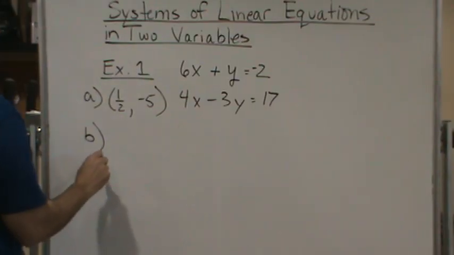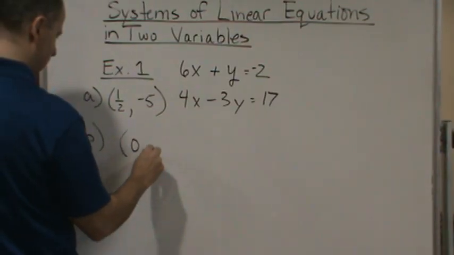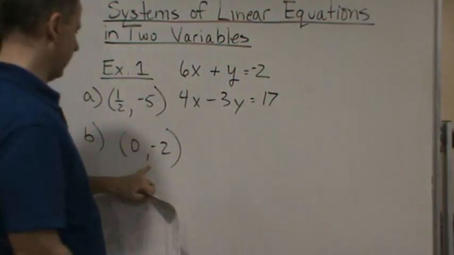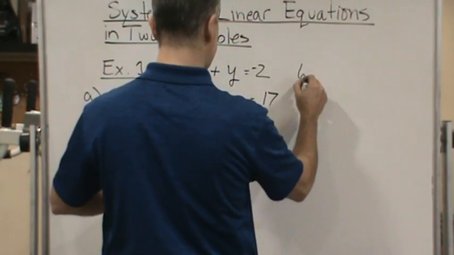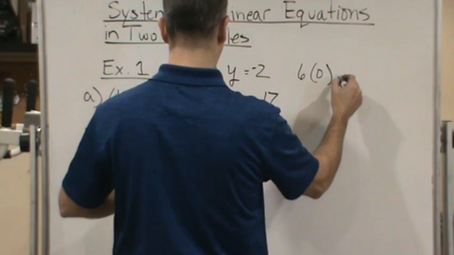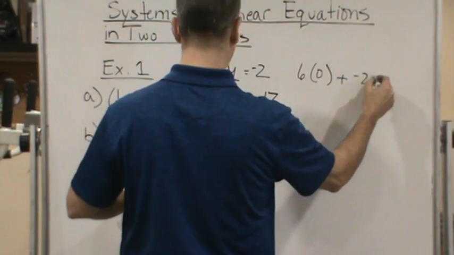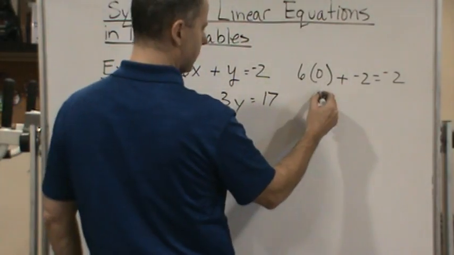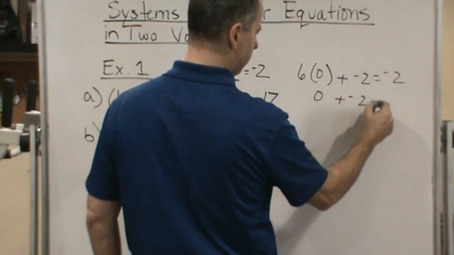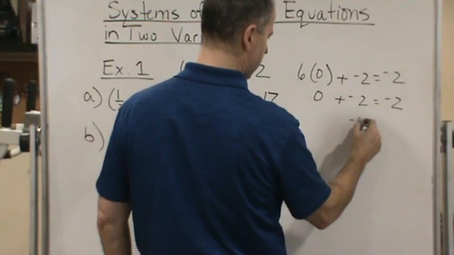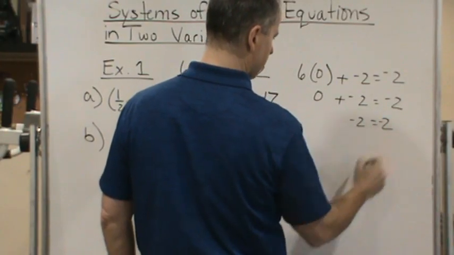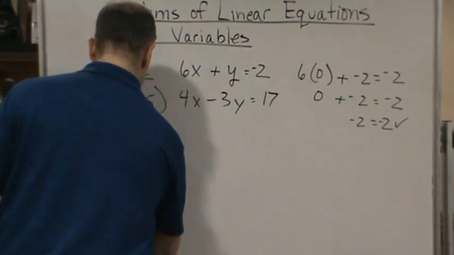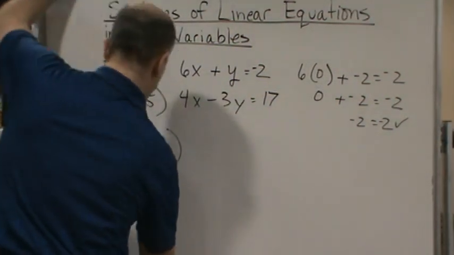Now, let's do part B. For part B, we have (0, -2) that we want to test. Again, we're going to plug it into the first one. That's going to give us 6 times 0 plus -2 is equal to -2. And of course, this gives us 0 plus -2 is equal to -2, which gives us obviously -2 is equal to -2. And we're good. Now let's do the other one.